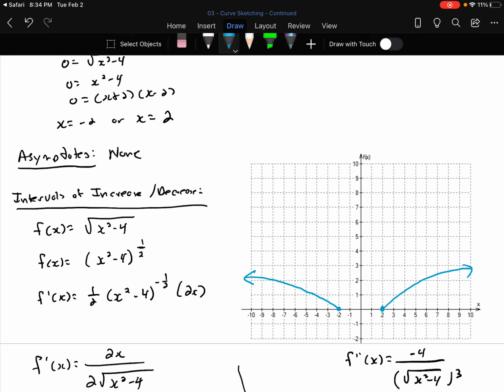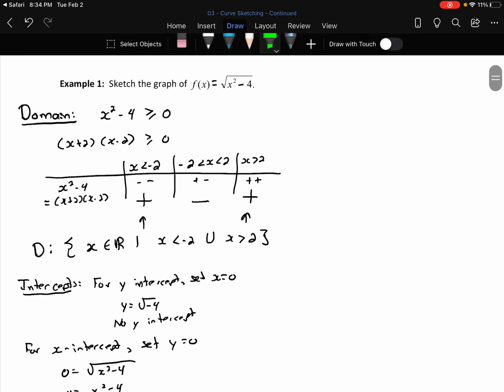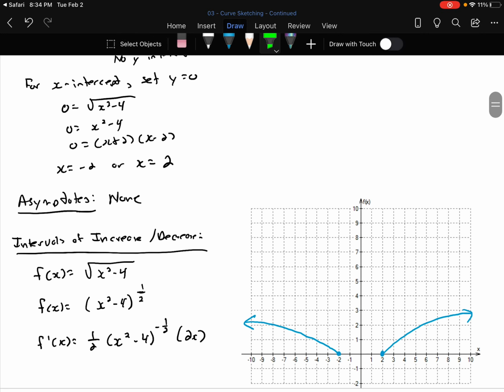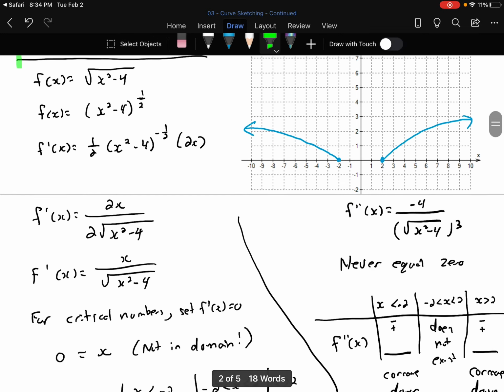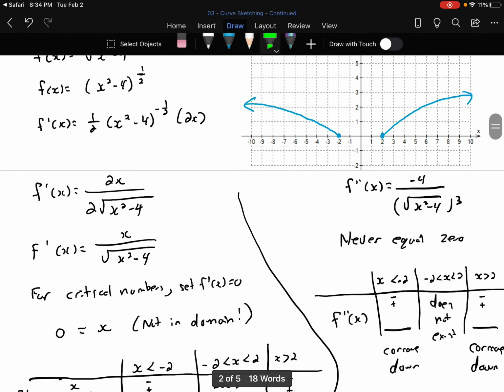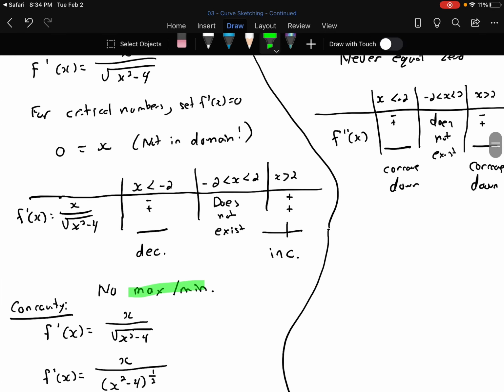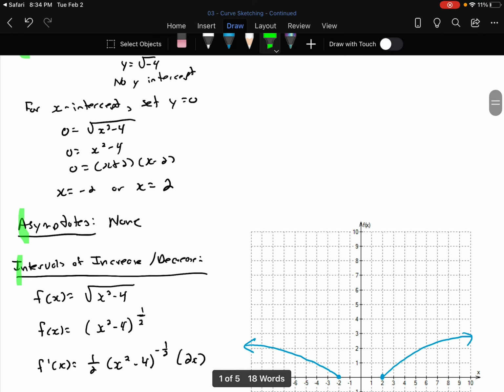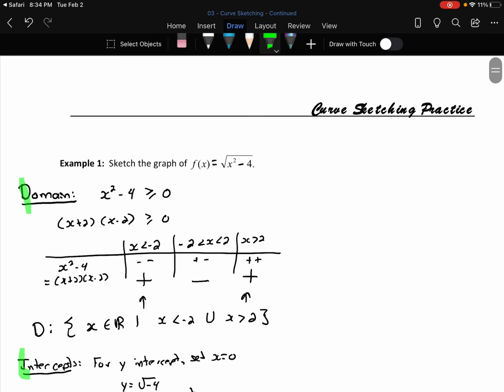DIAMC. Let me just highlight that. I went domain, intercepts, asymptotes, intervals of increase and decrease. And from that, I got max, min, and then concavity. And use all of those pieces of evidence to draw the graph.